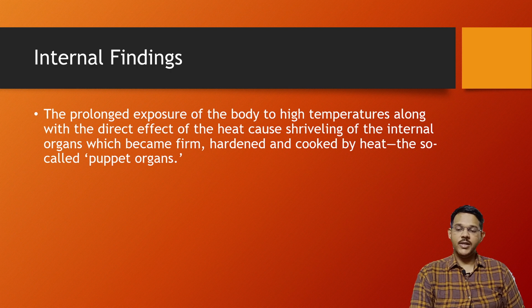Sometimes, prolonged exposure of the body to high temperatures, along with the direct effect of heat, can cause shriveling of the internal organs, which may become firm, hardened, and cooked by heat, which is called puppet organs. So inside the body, all the internal organs may get stiffened because of high temperature and the direct effect of heat, which is called puppet organs.